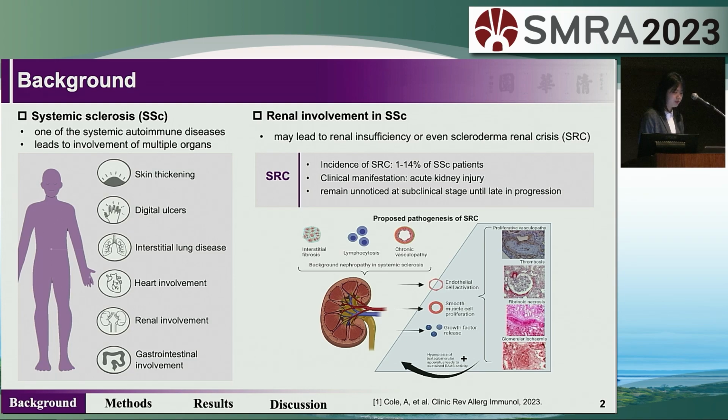I'd like to present my work about early characterization of renal impairment in patients with systemic sclerosis by multiparametric MRI. This is one of the systemic autoimmune diseases which frequently leads to fibrosis of multiple organs. The involvement of the kidney may lead to renal insufficiency or even scleroderma renal crisis, SRC, and the renal involvement in SSc may remain unnoticed at subclinical stage until late progression.